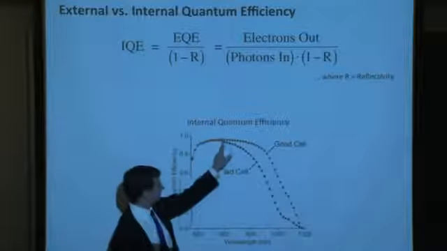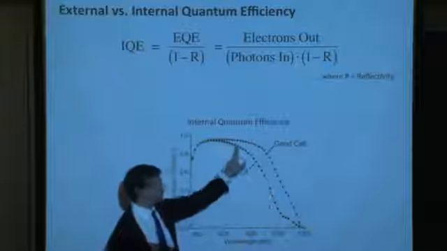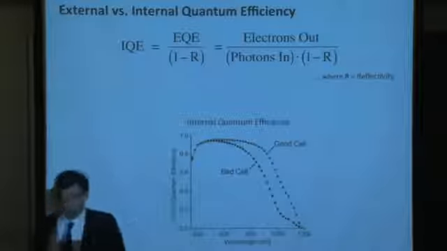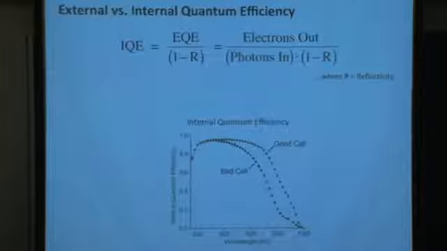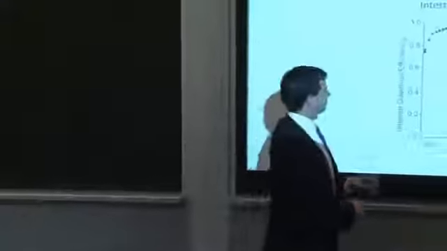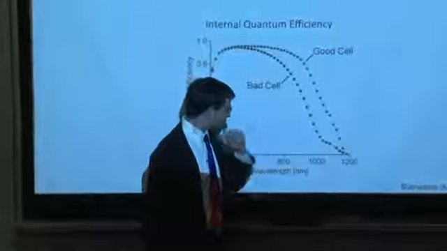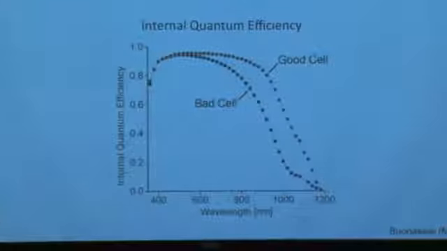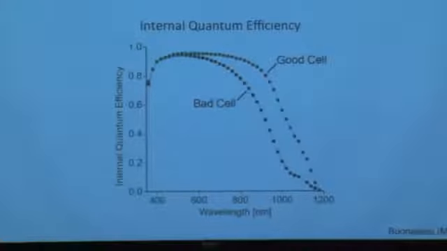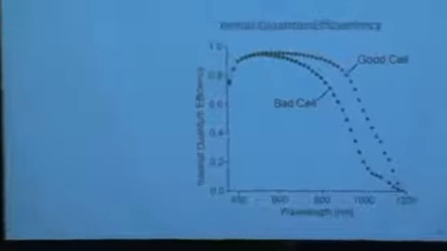But the bad cell does an even poorer job of collecting these longer wavelengths. And that's in part because the minority carrier diffusion length of the material which comprises that particular cell was much lower than the good cell. So if you come in with a longer wavelength light, let's say maybe 933 nanometers in silicon, that would give an absorption depth of around 100 microns.